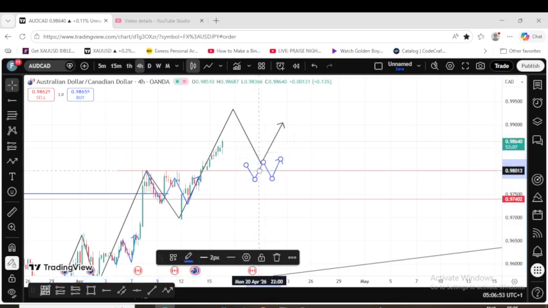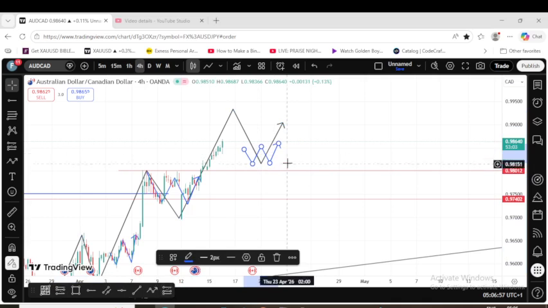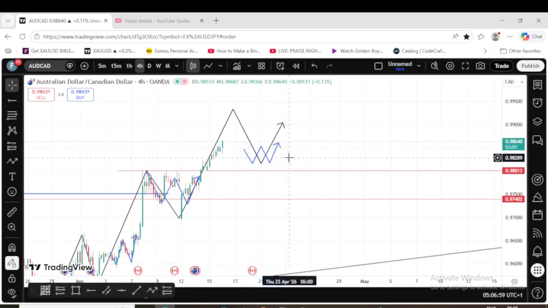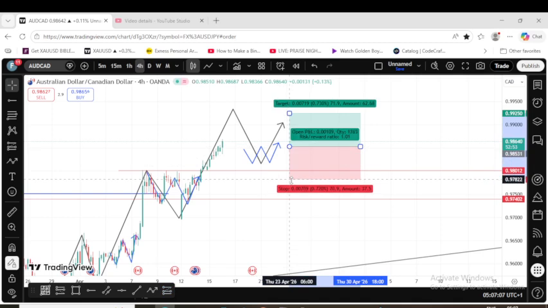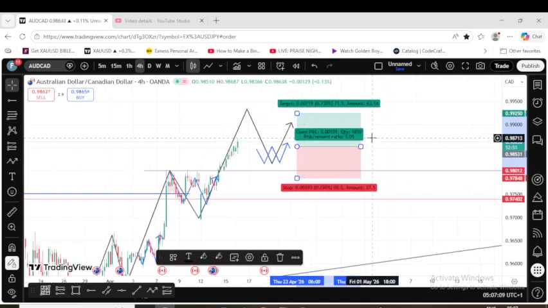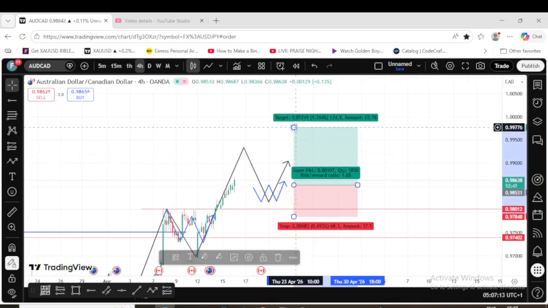And once we spot that W pattern, we will then be able to directly jump into the trade like this. Probably our stop loss will be somewhere around here. And then our profit targets will be way into the future.